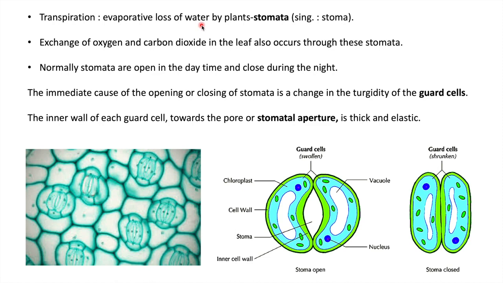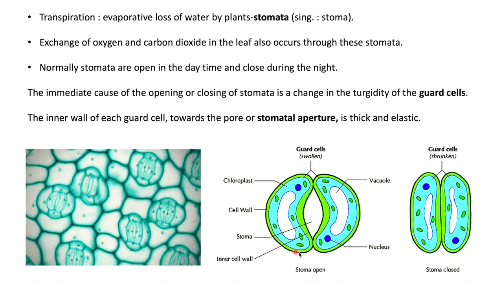Transpiration is the loss of water by plants by the process of evaporation. This process happens in stomata, which are present on leaves. Not only does water loss happen, but exchange of oxygen and carbon dioxide also occurs through the leaf via the stomata. Normally, stomata remain open in daytime and closed during night time. The immediate cause of opening and closing of stomata depends upon the turgidity of the guard cells.